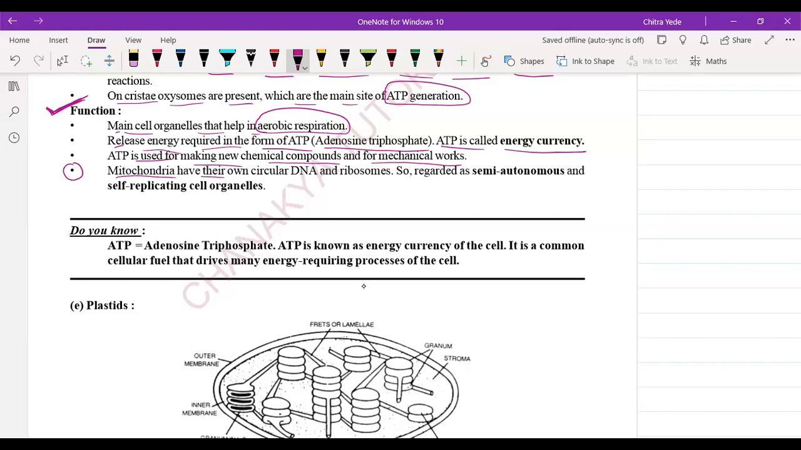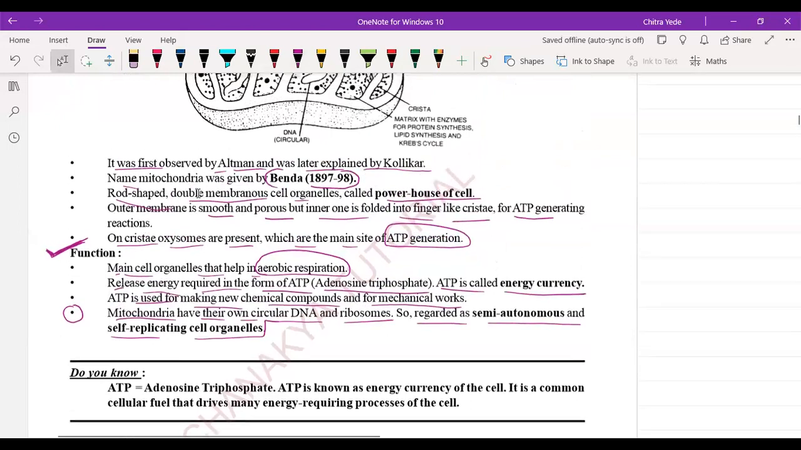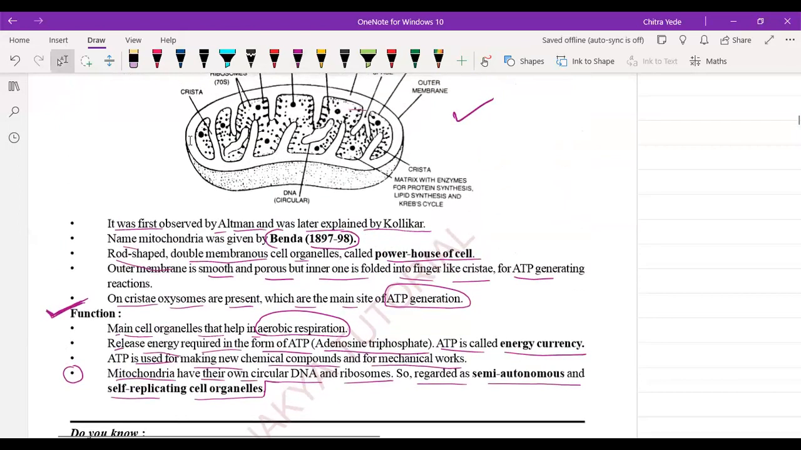Mitochondria have their own circular DNA and ribosomes, so they are regarded as semi-autonomous and self-replicating cell organelles. So it is called a self-replicating cell organelle. Mitochondria is very important. That's why revise it once.